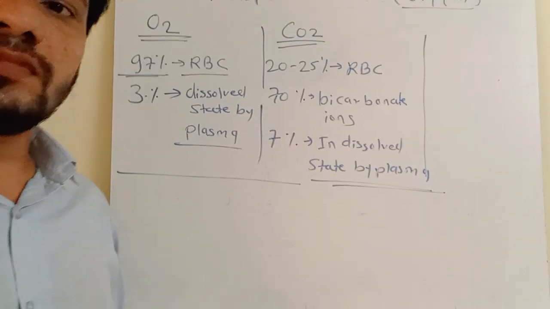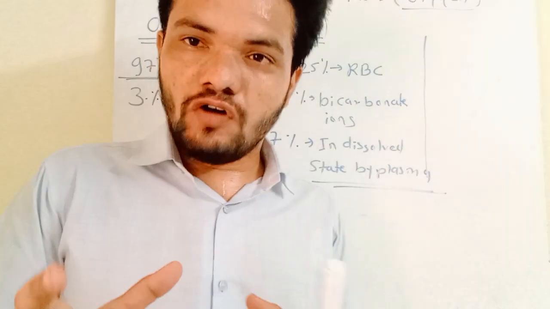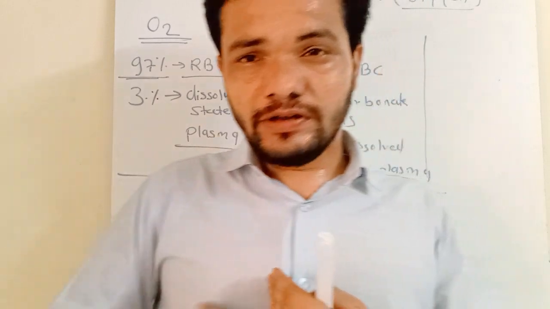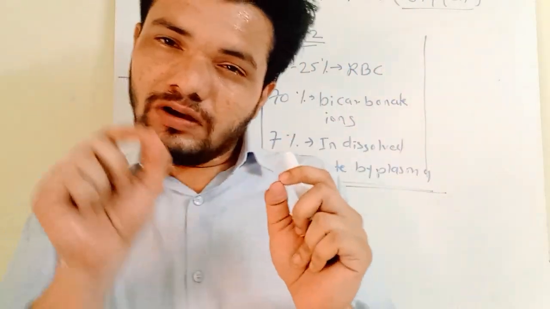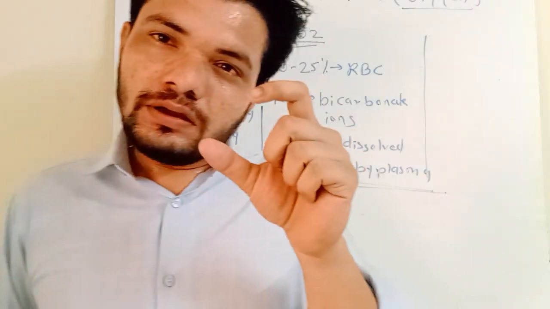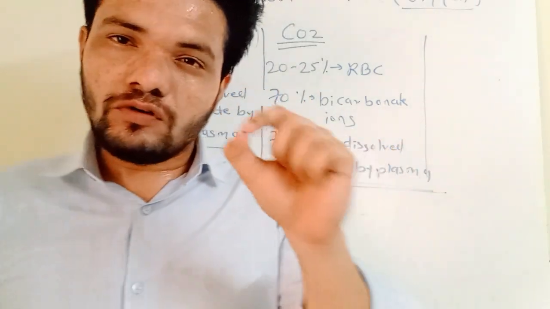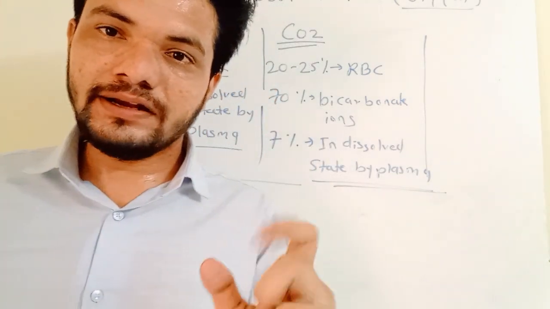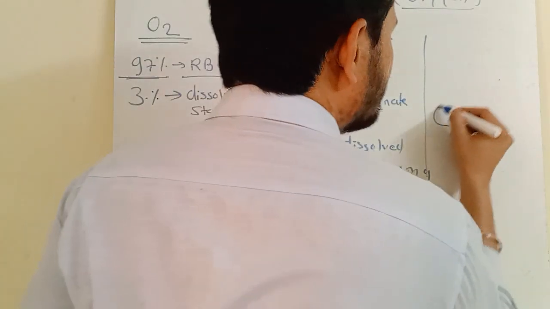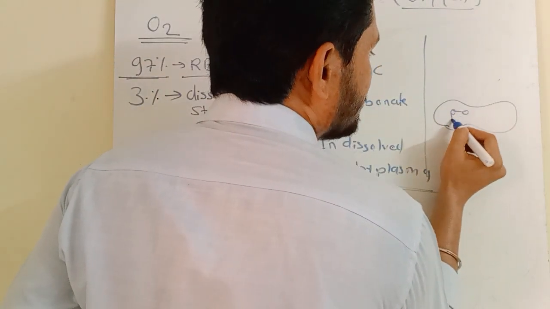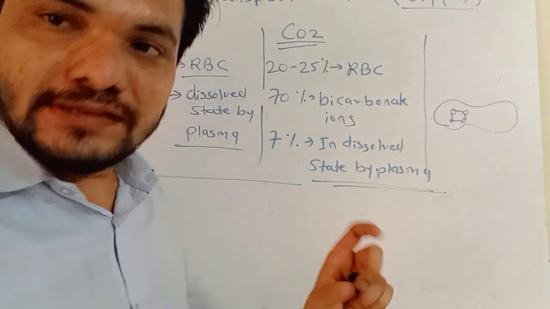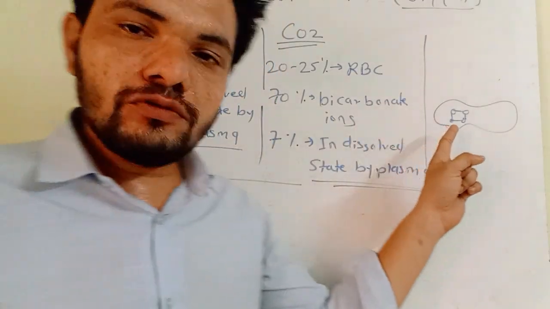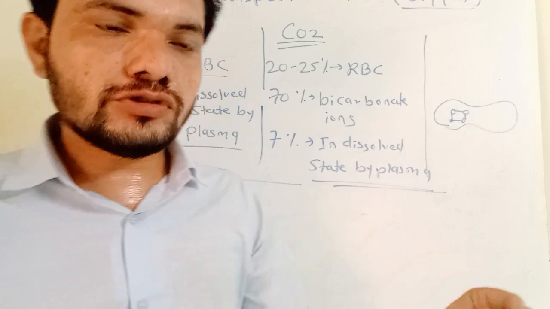Friends, we all know that oxygen binds to the hemoglobin. Whenever oxygen goes by the process of diffusion through alveoli to the blood, 97% of oxygen goes into the RBC, and RBCs are carrying the red color pigment called hemoglobin. So suppose this is RBC, and RBC is carrying hemoglobin. Hemoglobin is a red color pigment, that's why our blood is red, and one molecule of hemoglobin can bind to four molecules of oxygen.